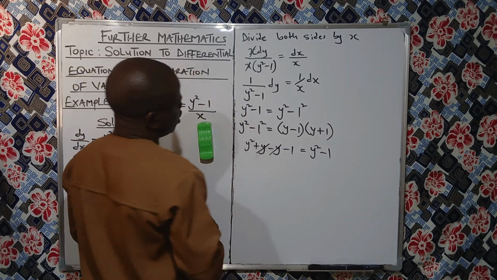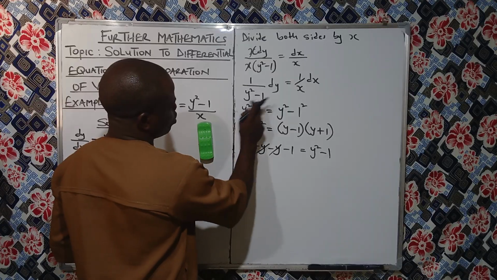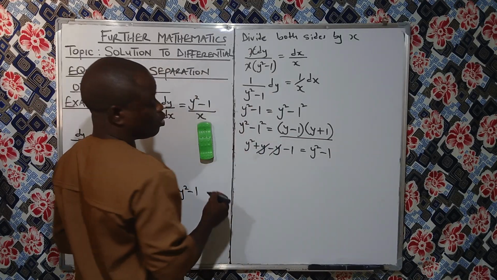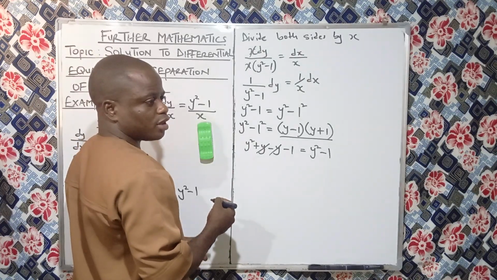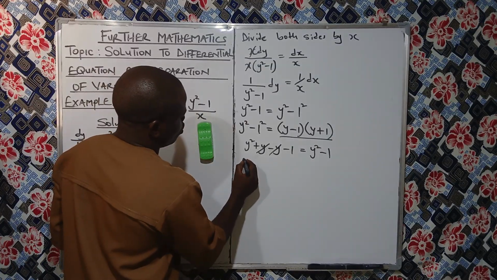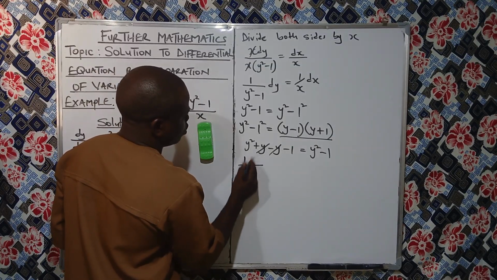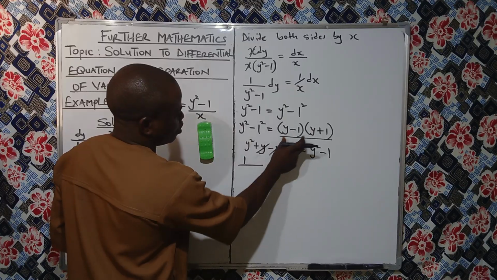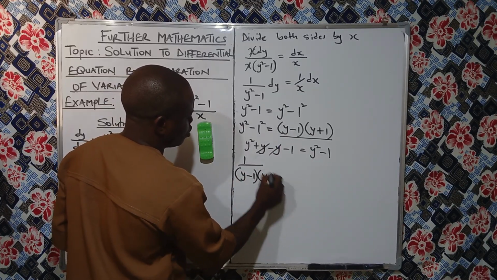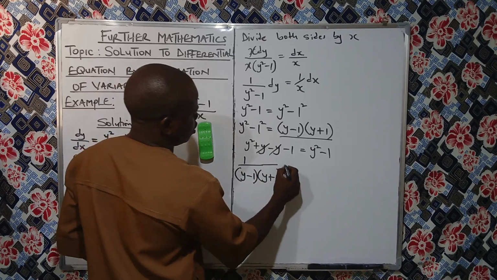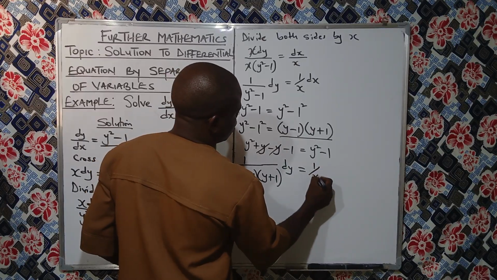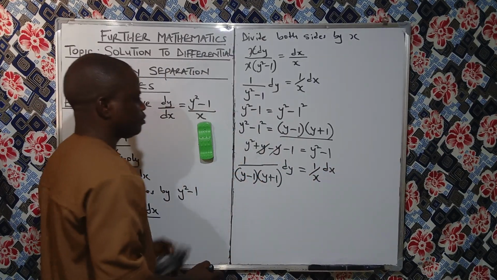Now, let's go back. Instead of writing y squared minus 1, I will write this expression to replace it because I want to carry out the partial fraction method to solve it. Now I have 1 over, instead of y squared minus 1, I'll write this expression, y minus 1, y plus 1, close the bracket, dy equals 1 over x dx.